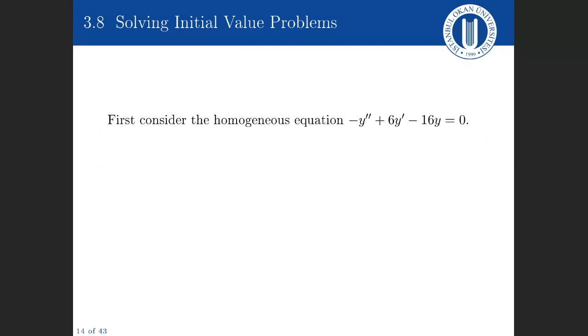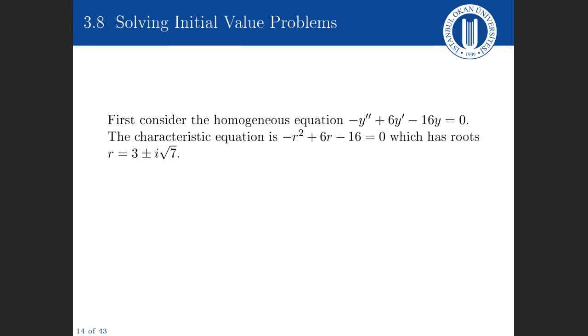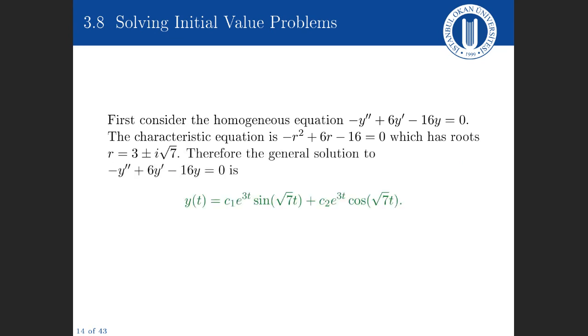First, I want to solve the homogeneous equation. Solve the differential equation, but with 0 here. Write down the characteristic equation and find the roots. I'll leave it for you to check that these are 3 plus or minus i root 7. As soon as we know the roots, we know the general solution to the homogeneous equation is C1 e to the power 3t sine root 7t plus C2 e to the power 3t cos root 7t.